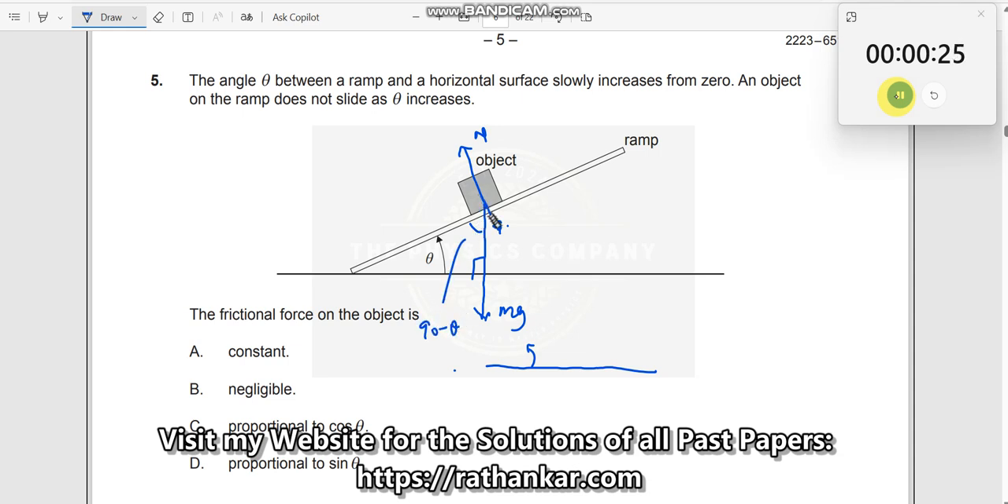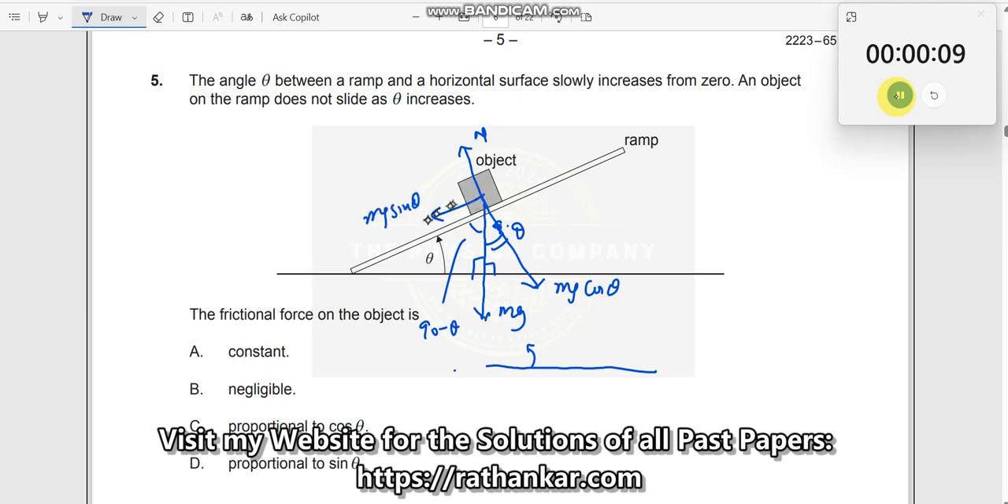And if this is theta, if I write a perpendicular here, see, if this is 90 minus theta, this angle should be theta once again. So therefore, the component of mg along this direction should be mg cos theta. Along this direction should be mg sin theta.